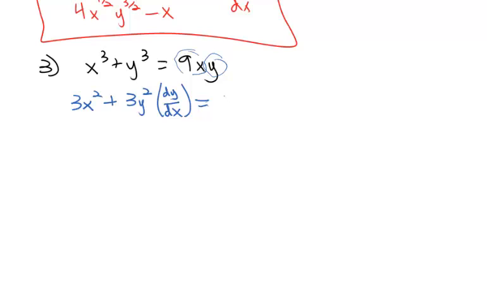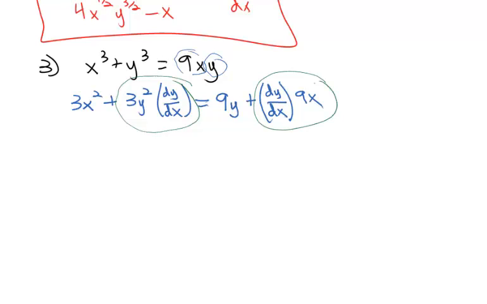Be careful of these products. The derivative of 9x is 9 times the second, plus the derivative of the second, which is 1, dy/dx, times the first, 9x. Not much cleanup to do, so let's get all the terms with dy/dx on the same side, everything else on the other side.